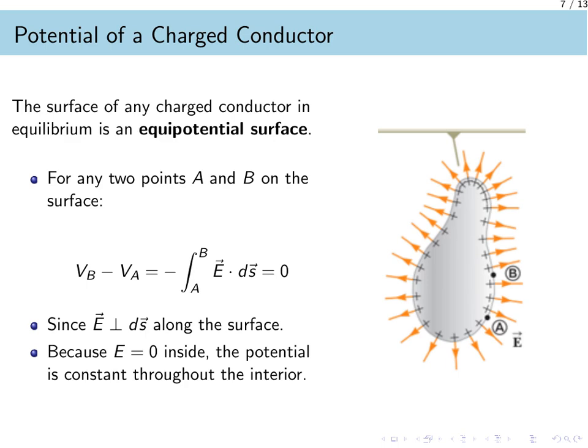Because the electric field is always perpendicular to the surface displacement, dS, this integral evaluates exactly to zero. Furthermore, because the electric field is zero everywhere inside the conductor, no work is done moving a charge around inside. Therefore, the electric potential remains constant throughout the entire interior and equals the potential at the surface.